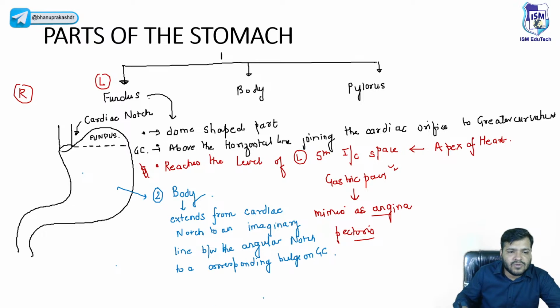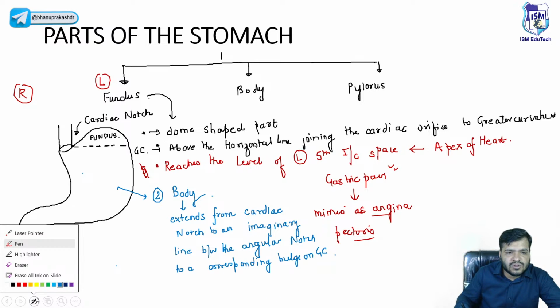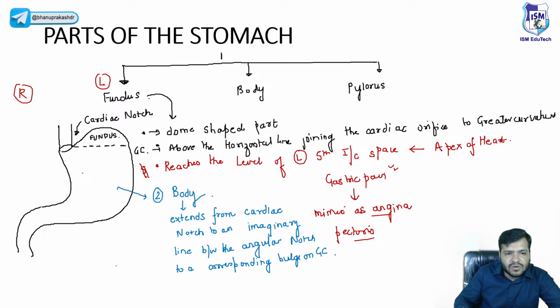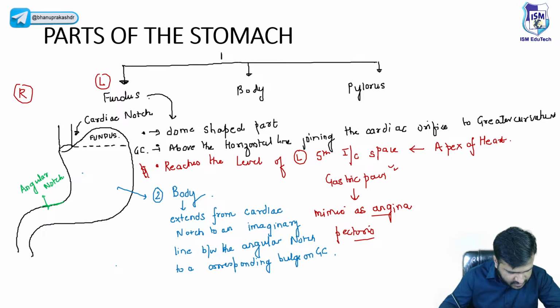Now, when I say angular notch, beta, you already know we have a notch present on the lesser curvature, towards the end, and this notch is called the angular notch, or incisura angularis.